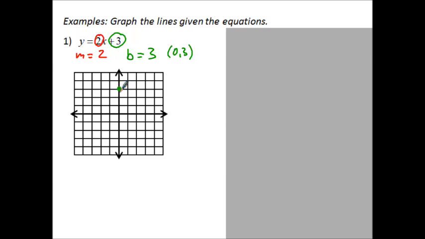Starting with our y-intercept at (0, 3), I'm going to now find more points. Going up 2, over 1, there's not a lot I can do here. Going further up, I can also reverse and go down 2 to the left, down 2 to the left, and that will give me some more points to be able to create a nice and straight line. And that's all I need to do here.